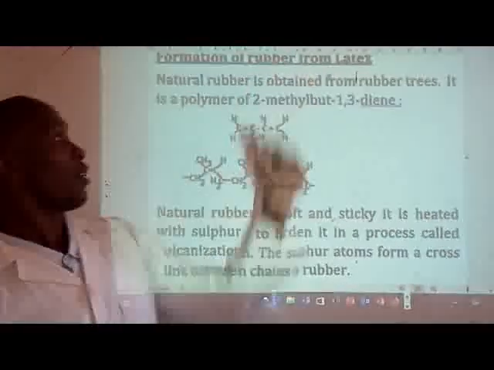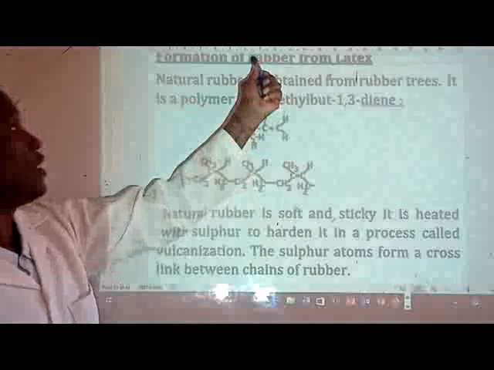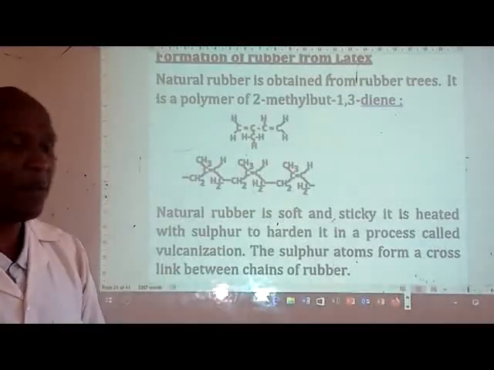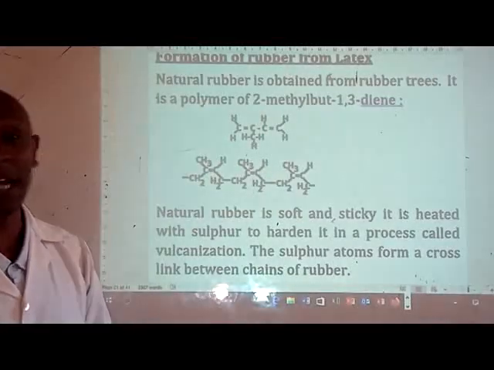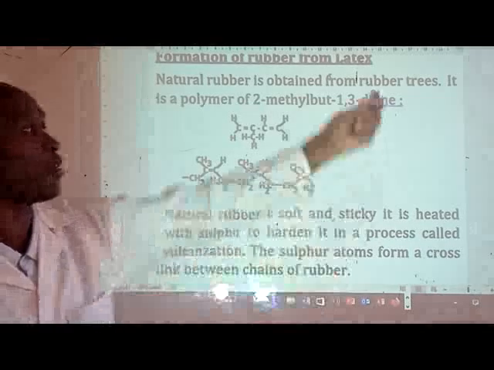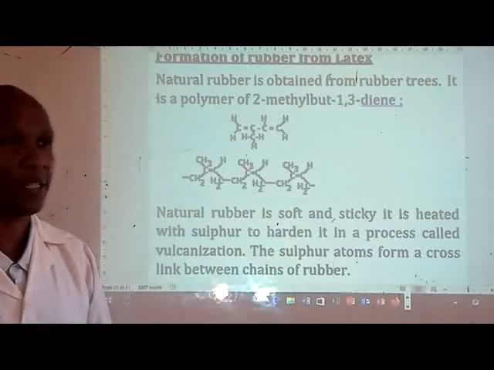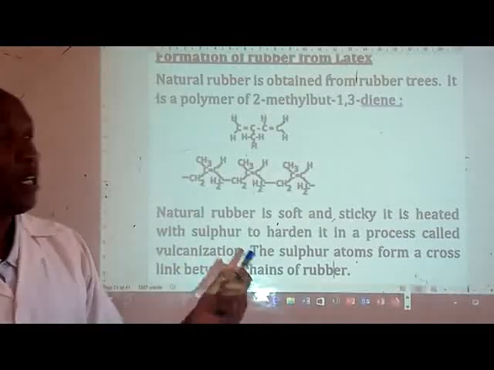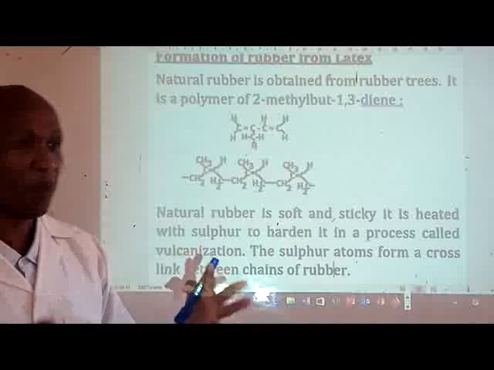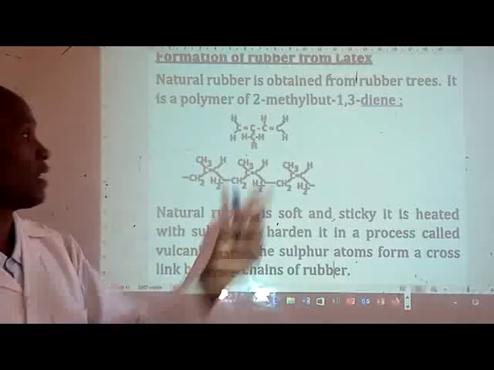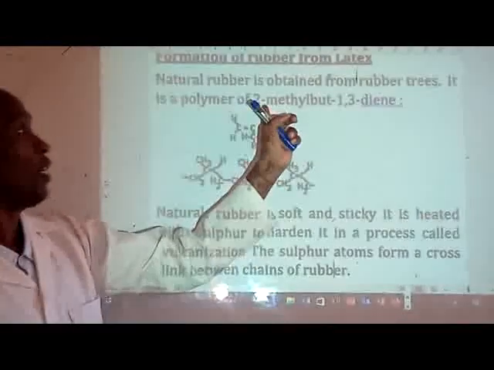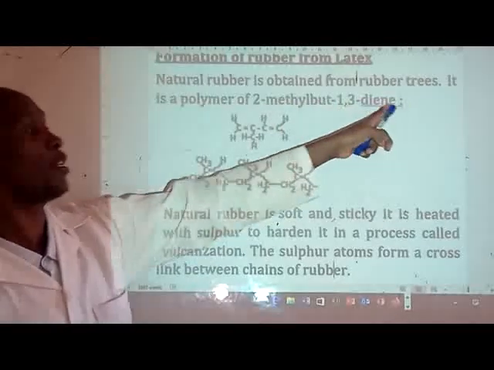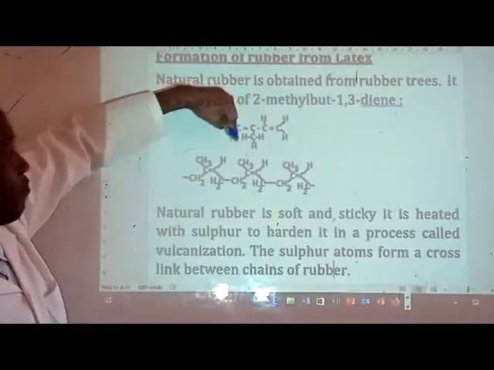The only naturally occurring addition polymer is rubber. And rubber, as you know, it is obtained from latex. So there are rubber trees that will produce something that is called latex. On processing, it will give us rubber. So the monomer that is found in latex is actually this particular one, 2-methyl-but-1,3-diene. So it has a methyl on this.